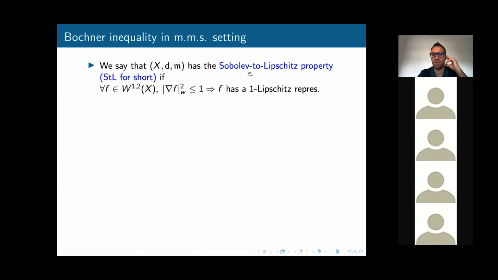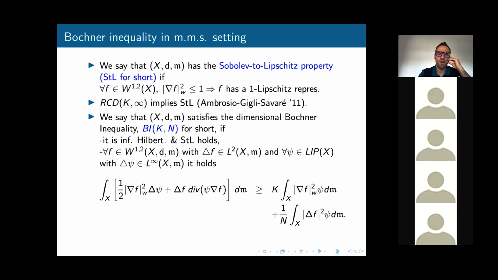So you can think of this Sobolev fluidity property as a regularity on the space X, having enough rectifiable curves. Ambrosio, Gigli and Savaré, in their Duke paper, proved that the RCD(K,∞) condition implies this property. So it is a kind of natural assumption in the RCD(K,N) setting, in the RCD(K,∞) setting.